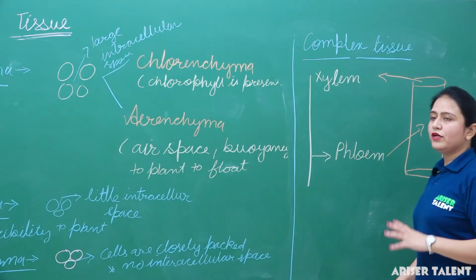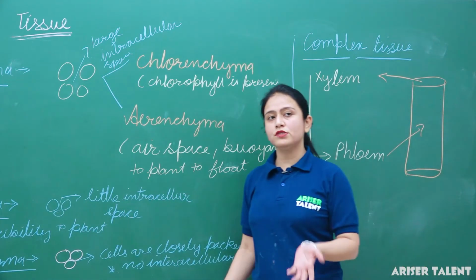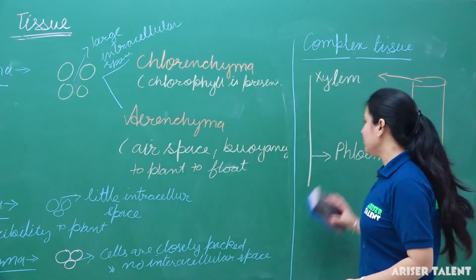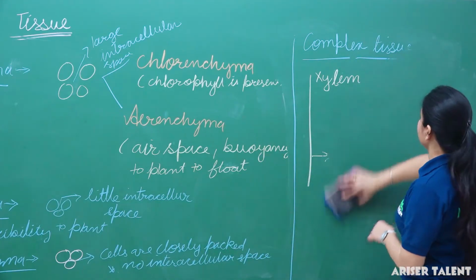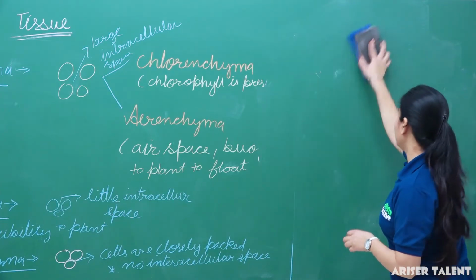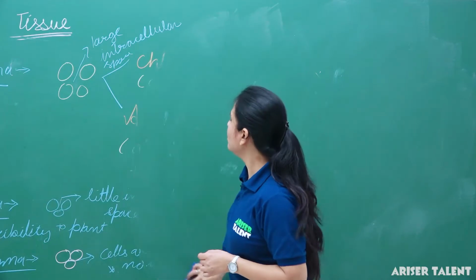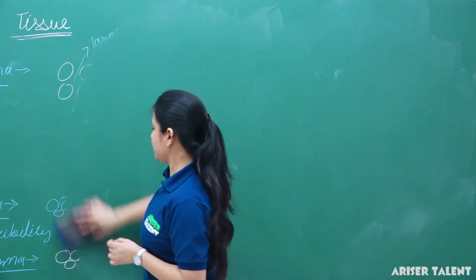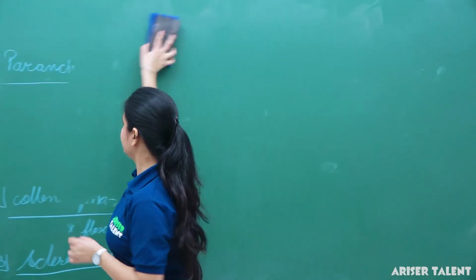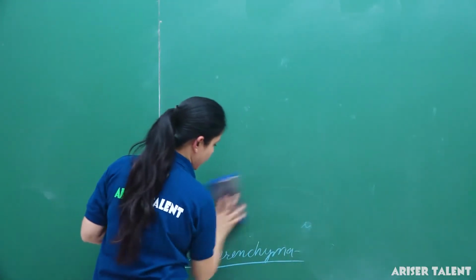Now, I have given you the introduction of plant tissues. Now, we will start animal tissues. Animal tissues means tissues which are found in animals. They are again of four types: epithelial tissue, nervous tissue, muscular tissue and connective tissue.